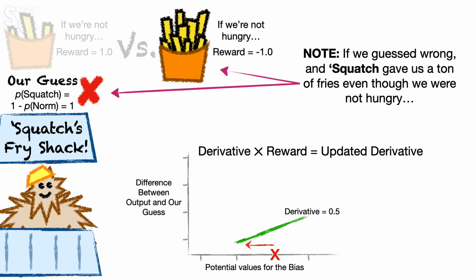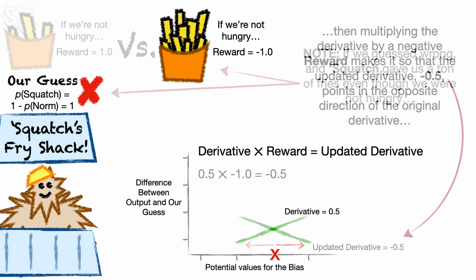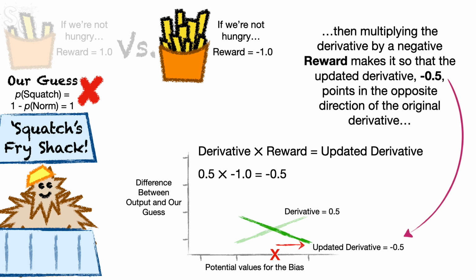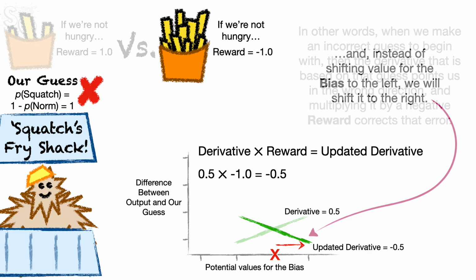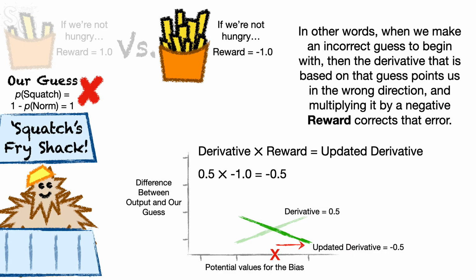Note, if we guessed wrong and Squatch gave us a ton of fries even though we were not hungry, then multiplying the derivative by a negative reward makes it so that the updated derivative, negative 0.5, points in the opposite direction of the original derivative. And instead of shifting the value for the bias to the left, we will shift it to the right. In other words, when we make an incorrect guess to begin with, then the derivative that is based on that guess points us in the wrong direction, and multiplying it by a negative reward corrects that error.